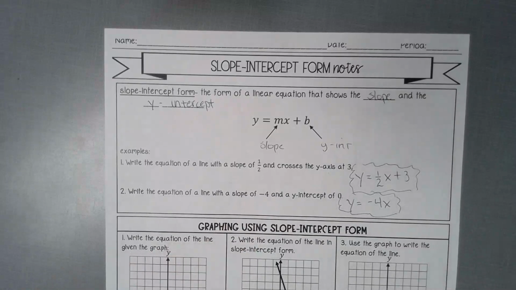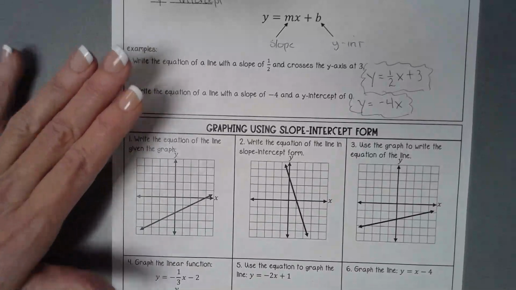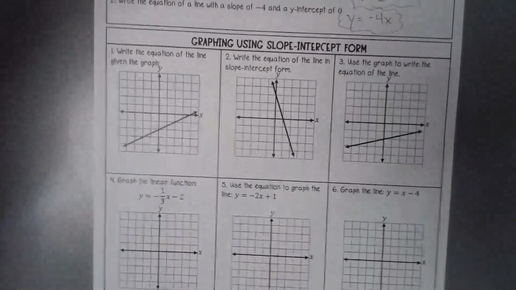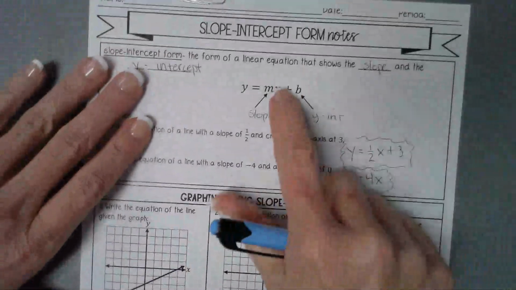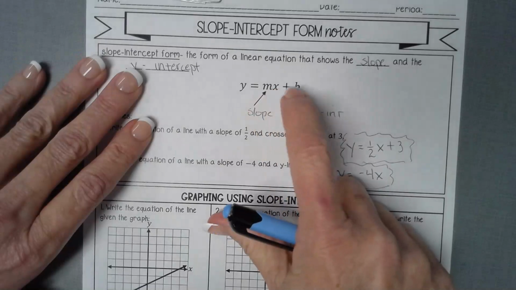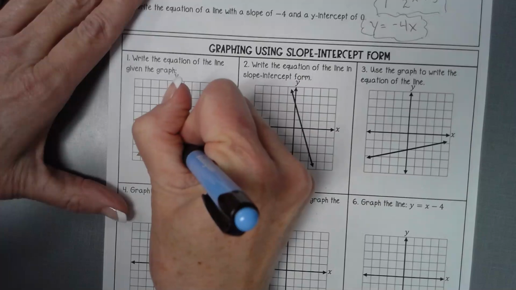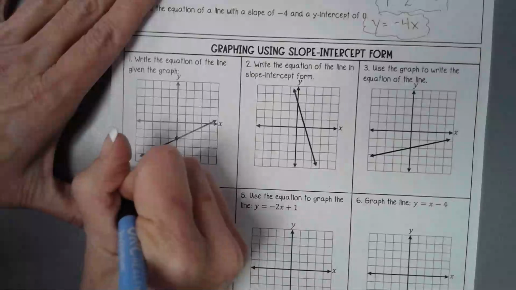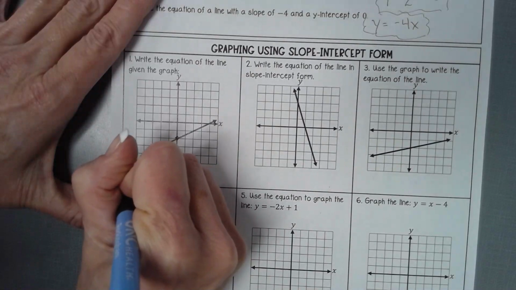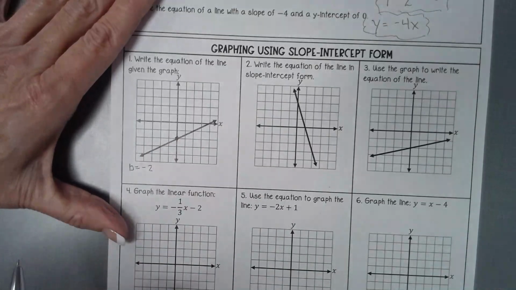Okay? All right. Now, notice we've got a graph, and it's telling us to write the equation. So if we're going to write this equation, we need two things. We need the slope, and we need the y-intercept. Okay, so y-intercept's easy to find. It's right here. It's -2. So I'm just going to write b equals -2 because b in the formula is the y-intercept.